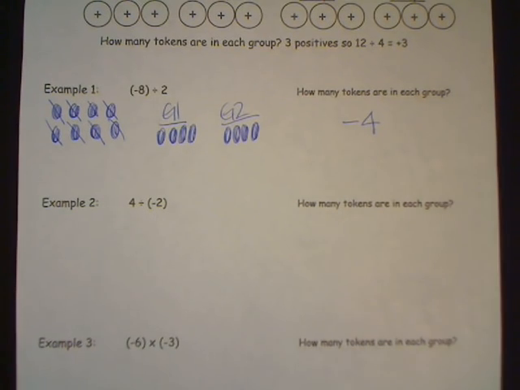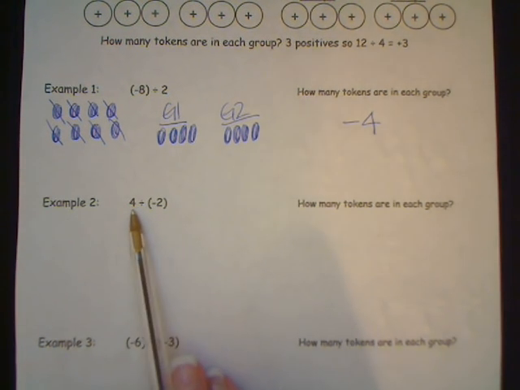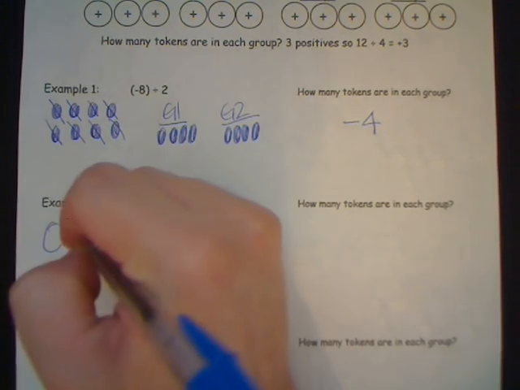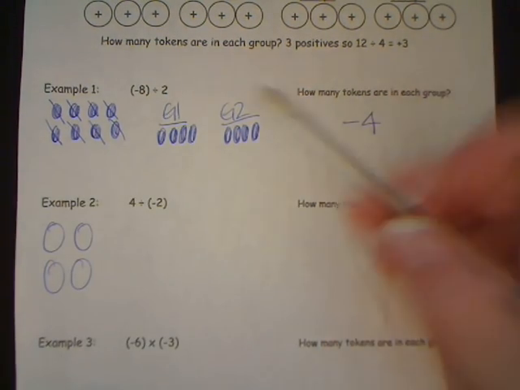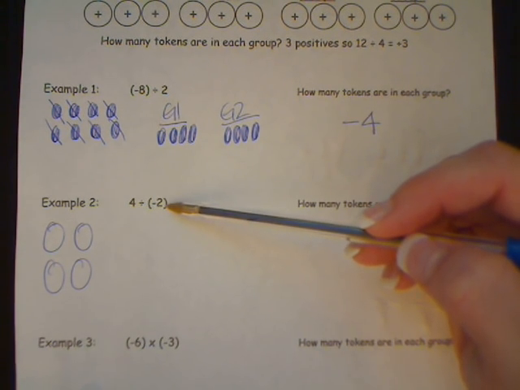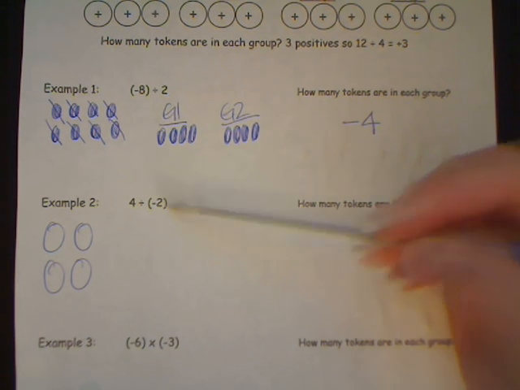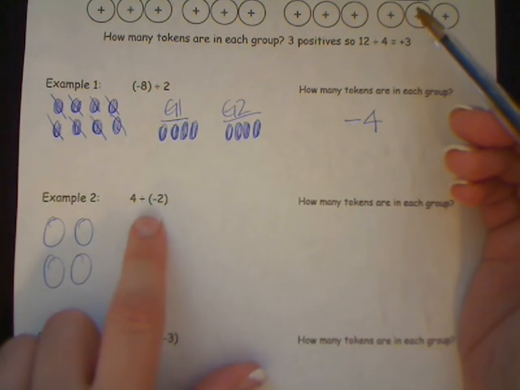Let's look at our second example. 4 divided by negative 2. Well, I have a total of positive 4 tokens: 1, 2, 3, 4. And I want to break those up into negative 2 groups. Oh, here we go again. Same thing like on the multiplying side. Can I have a negative group? Nope. You can't have a negative group.